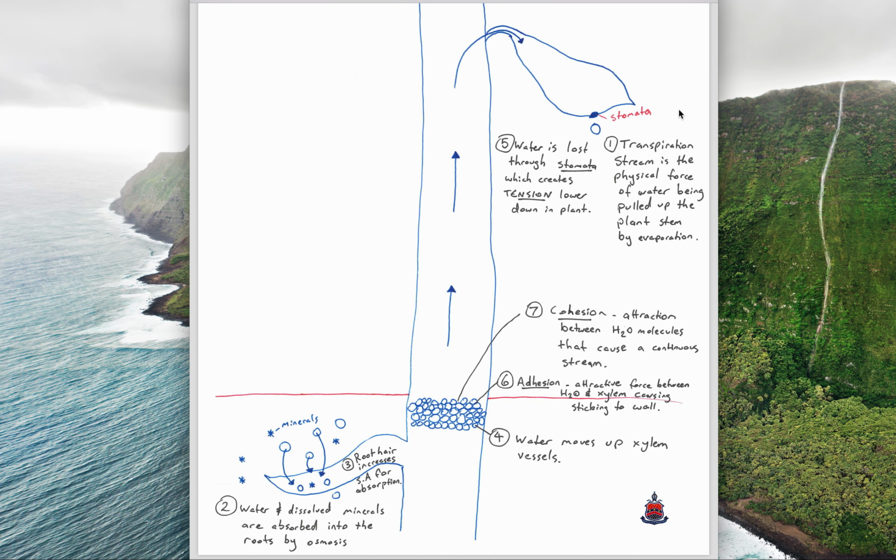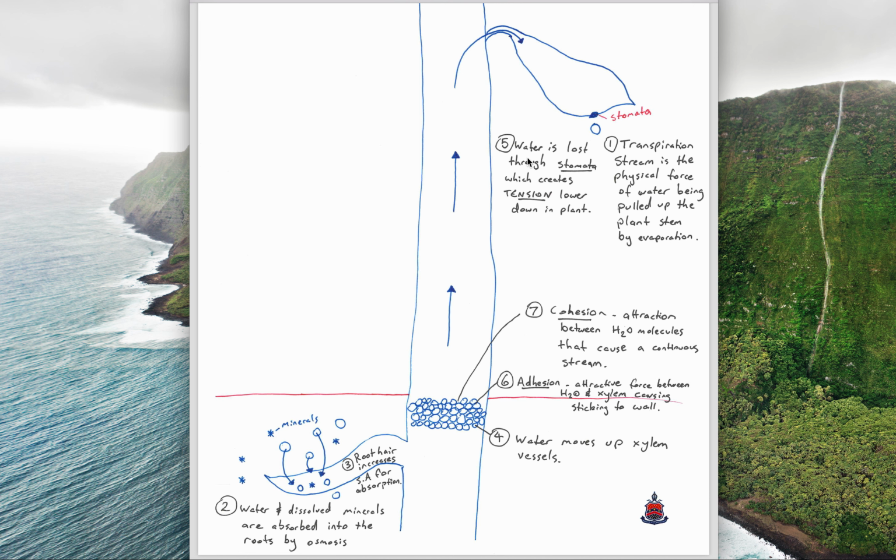So evaporation is occurring, which is pulling the water up the stem. Number two, the water and dissolved nutrients and minerals in the soil move into the roots by osmosis. The root hairs on the roots increase the surface area to increase more water and minerals going in. Number four, the water moves up the xylem vessels.